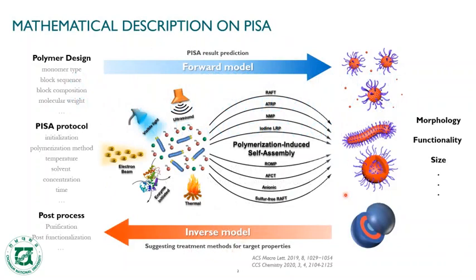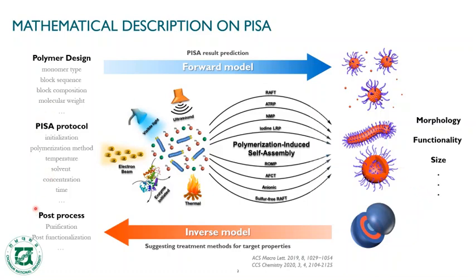Okay, let's think about polymerization-induced self-assembly as a system with input of polymer design and process variables and output of a type of self-assembly structure. As you learned in the earlier two lectures, the selection of monomers and their sequences, or the overall composition, and the polymer lengths are very crucial to determine the output aggregated micelle structure.